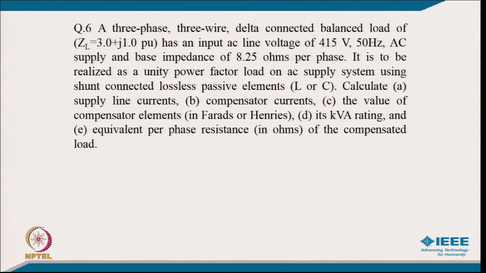A 3-phase 3-wire delta connected balanced load of ZL equal to 3.0 per unit plus j1.0 per unit has an input AC line voltage of 415 volt, 50 hertz AC supply and a base impedance of 8.25 ohm per phase. It is to be realized as a unity power factor load on the AC supply system using a shunt connected lossless passive element, and calculate the supply line current, compensator current, the value of compensating element, its kVA rating and the equivalent per phase resistance of the compensated load.